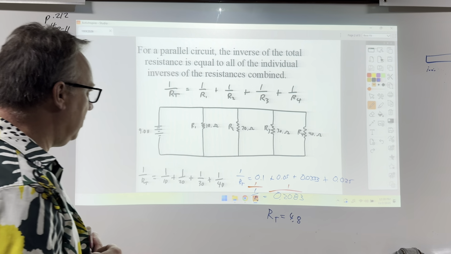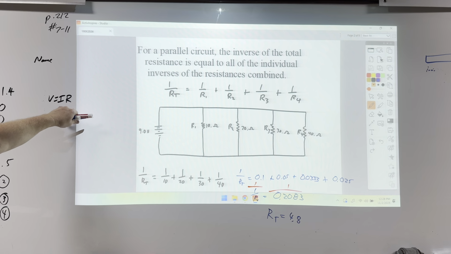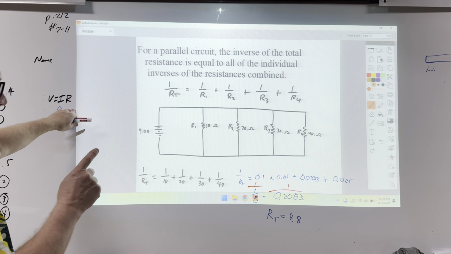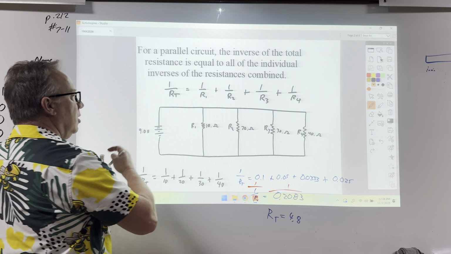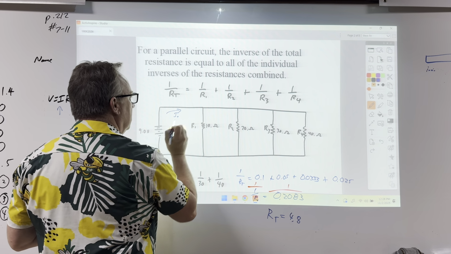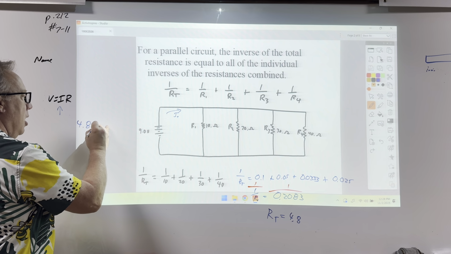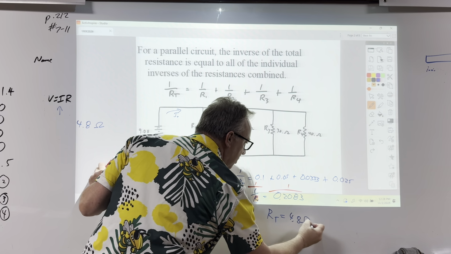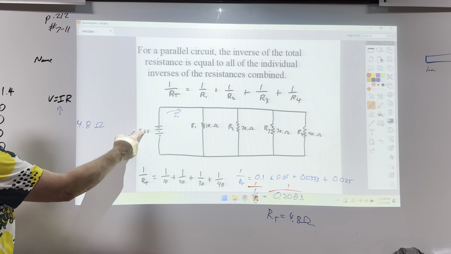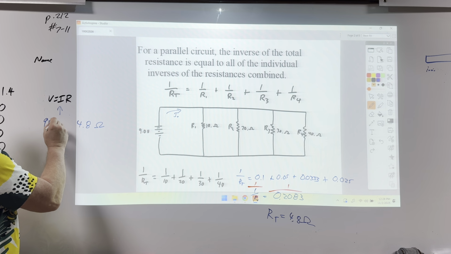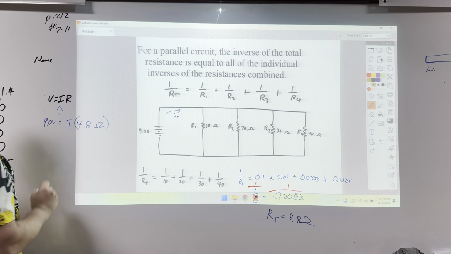Okay, now you have to solve for I. You've got the total resistance. Let's get the total current also. So if my total resistance is 4.8 ohms, and my voltage is 9.0 volts, I'm looking for I. How do you do it?